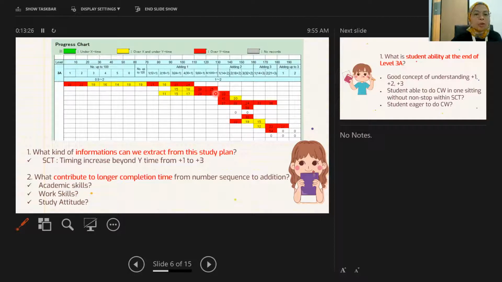Okay, so my next question is: based on the three pieces of information that we agreed, the SCT is above Y time, inconsistency of time, and also the timing increases as difficulty increases. So what contributes to this situation?